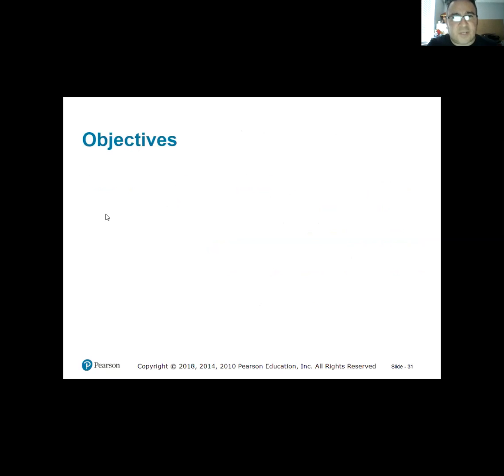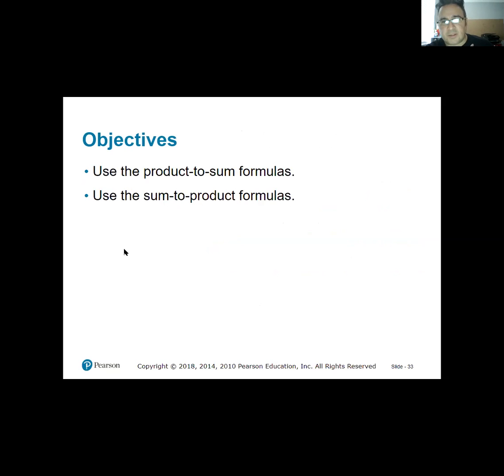So our objectives are to use the product to sum formulas and to use the sum to product formulas. So all this is just going to be kind of an intro, but these formulas, like I said, are very important going forward. You're going to have to memorize these and be able to recall them as quickly as you do the Pythagorean theorem, okay? You're going to need this. The more you learn now about trig, the easier calculus gets, okay? If you don't, then you have to learn both during calculus.